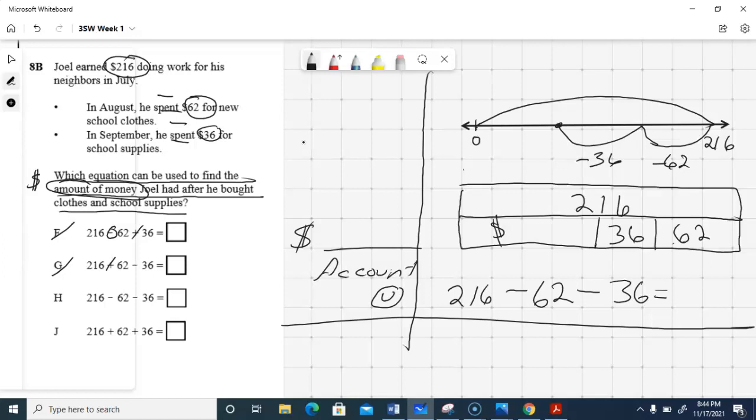Same thing on the second one. We start with $216, but on this one, they did take away the clothes, and they did take away the school supplies. So that looks like that may work. We'll go ahead and look at the last one just to make sure, and they have us adding the clothing amount. That does not work. So we can eliminate answer choice J. 216 minus 62 minus 36 is how we would solve to figure out how much money he has now.